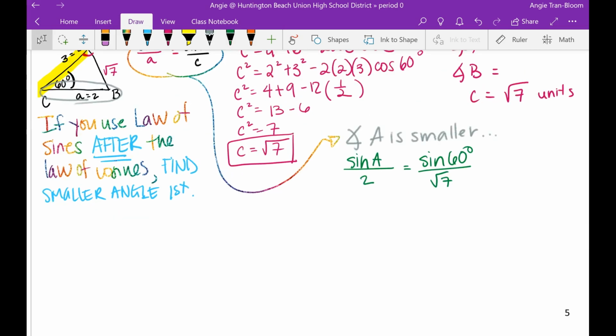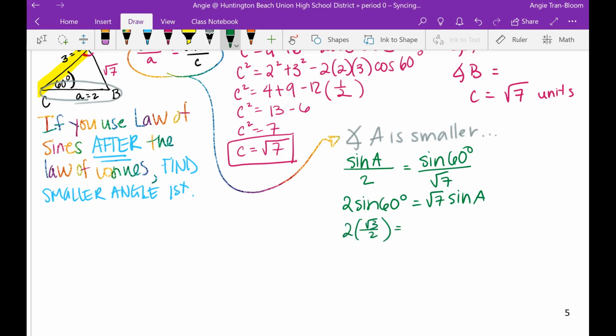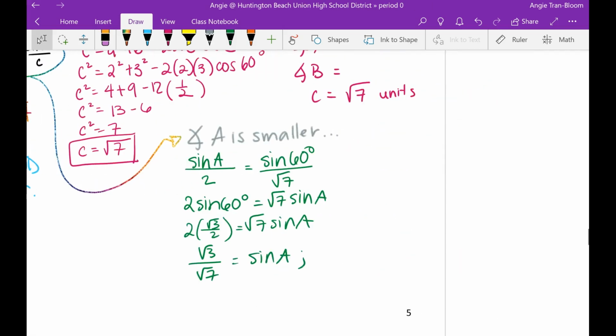So let's cross multiply. 2 sine 60 degrees equals rad 7 times sine of A. Sine of 60 degrees is going to be rad 3 over 2, so 2 times that equals rad 3. I'm going to divide by rad 7 on both sides, equals sine of A. So I'm going to now attempt to use a calculator, do sine inverse of rad 3 divided by rad 7.